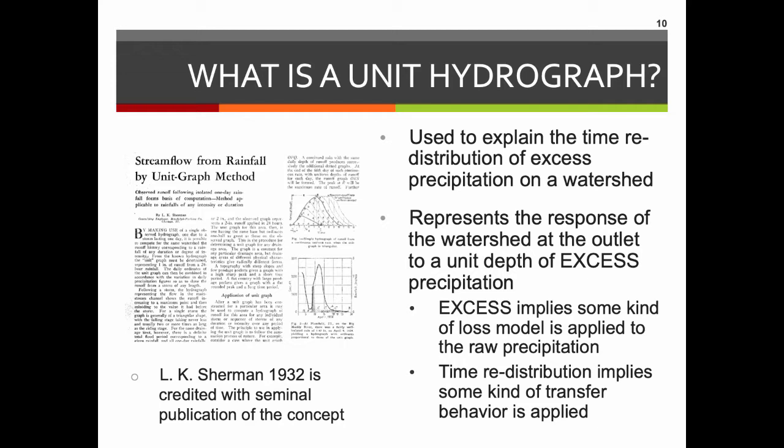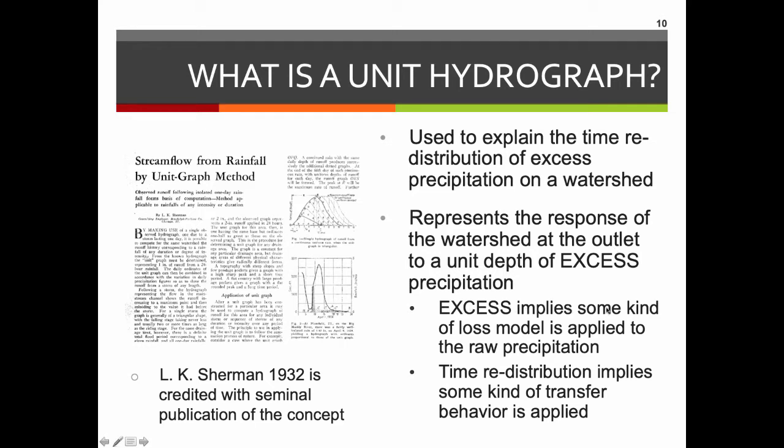What the paper does not contain is pages of typeset mathematics. It took hydrologists a couple decades after his paper to figure out how to take a simple concept and apply mathematics to make it uninterpretable. It's used to explain the redistribution of excess precipitation on a watershed. It represents the response of the watershed at the outlet to a unit depth of excess precipitation. And actually there's a unit time concept too.